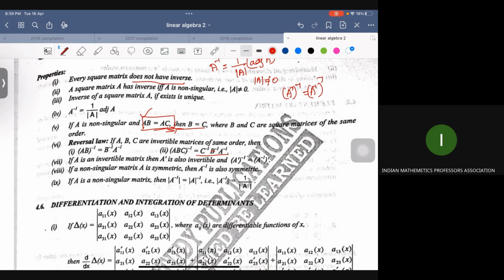If A is a non-singular matrix, then determinant of A inverse is 1 by determinant of A.